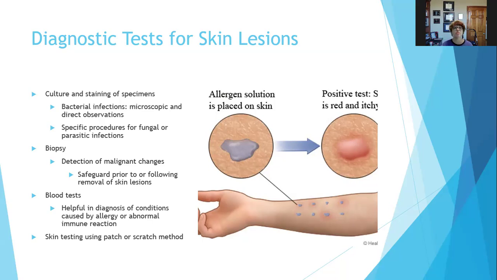A biopsy is used to detect malignant changes or sometimes as a safeguard prior to or following removal of skin lesions. So sometimes they remove a skin lesion and they'll biopsy it just to make sure that it's not cancerous. Blood tests can be helpful in diagnosing allergic conditions or abnormal immune reactions. And skin testing for allergies can be done using a patch or scratch method. It's usually done at a dermatologist or an allergy clinic. And they put a little bit of the allergen on your skin, and the positive test is that it turns red and itchy and maybe develops a little lump.